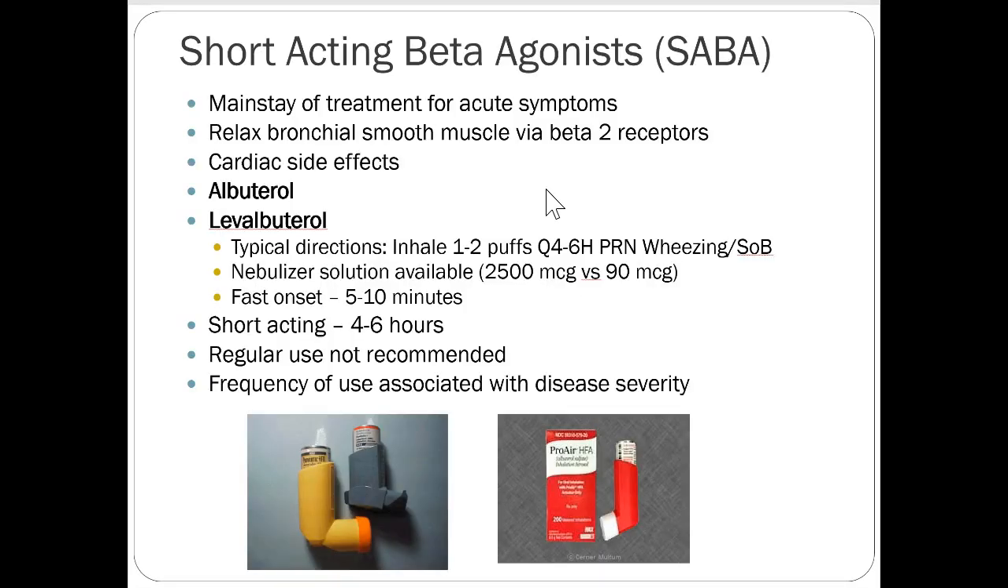Okay, let's talk about the actual drugs here. First, let's talk about short-acting beta agonists, or SABA. So SABAs are really the mainstay of our acute system. So these are often called rescue inhalers by patients. There are two major drugs in this category, albuterol and levalbuterol. Albuterol is by far the most common one.